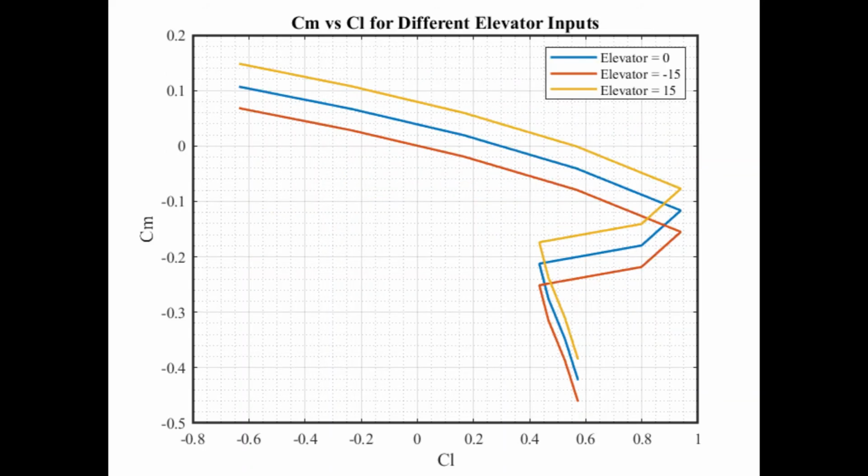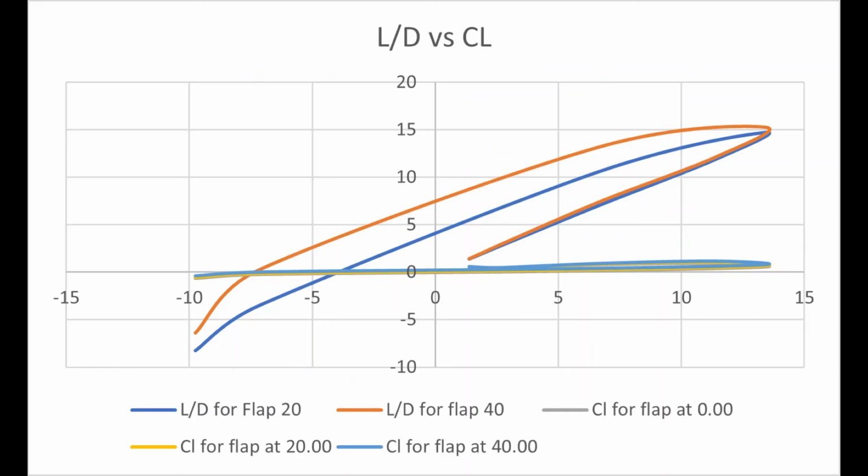This is a graph of CM versus CL at different elevator inputs, with the blue line representing an elevator deflection of 0, the red line representing an elevator deflection of -15, and the orange line representing an elevator deflection of 15. As can be seen with the elevator deflection of -15, the CM values are much lower than the other elevator deflections at the same CL values. This indicates that trim conditions at an elevator deflection of -15 are achieved much sooner than the other elevator deflections.